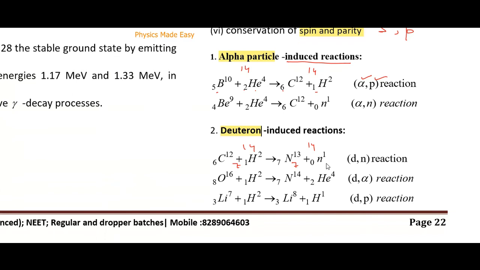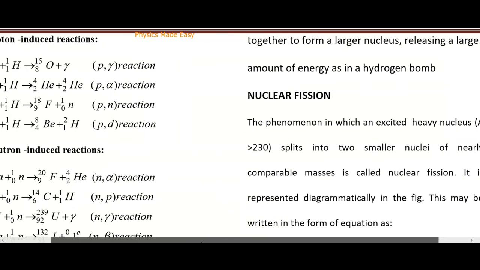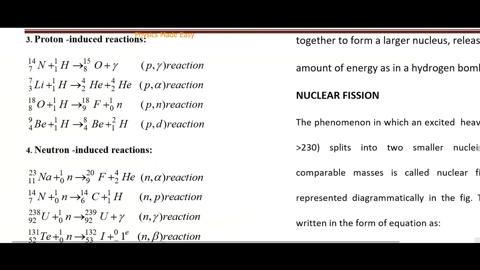On the same line, lithium is bombarded by deuteron, we get proton plus lithium 8. 3 plus 1, 4, 3 plus 1, 4. 7 plus 2, 9, 8 plus 1, 9. Then proton induced nuclear reaction.